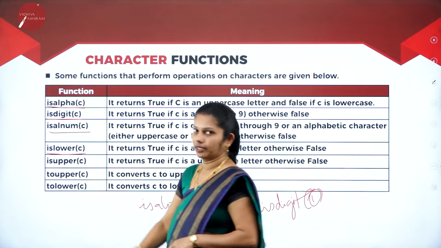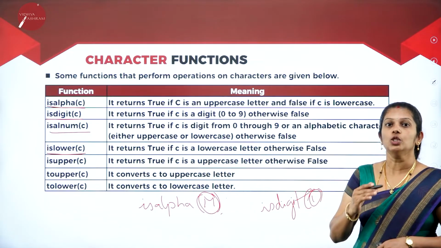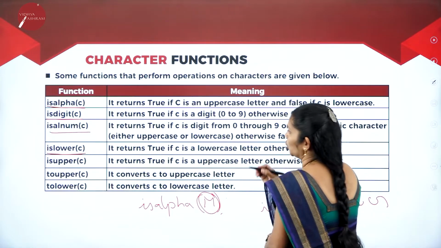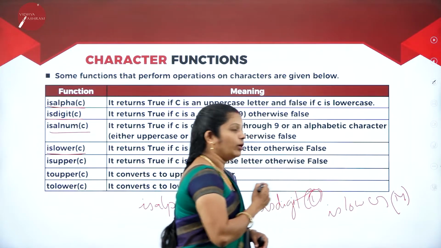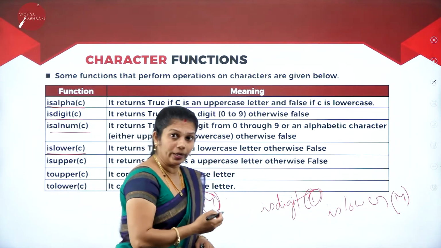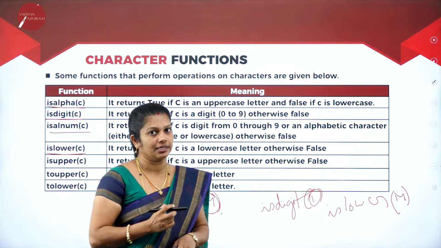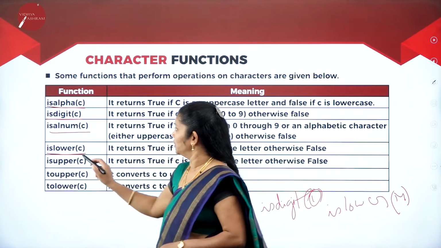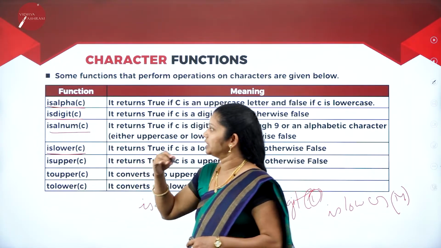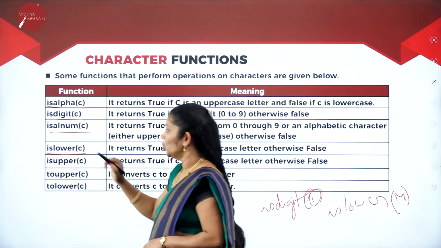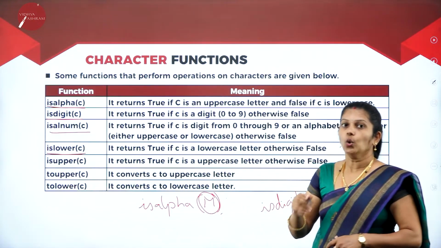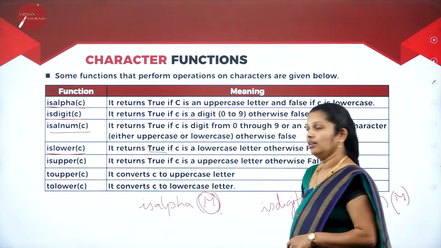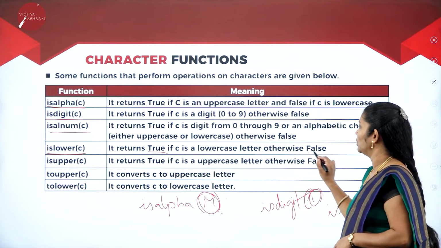Next, islower. It checks whether the character is in lower case or not. For example, inside the brackets I write capital M. Then it will display true or false. Is it lower case? No, because it is written in a capital letter, so we get the result as false. The isalpha function checks whether it is an alphabet, whereas the islower function checks whether the given character is in lower case. If it is lower case, it returns true, otherwise false.